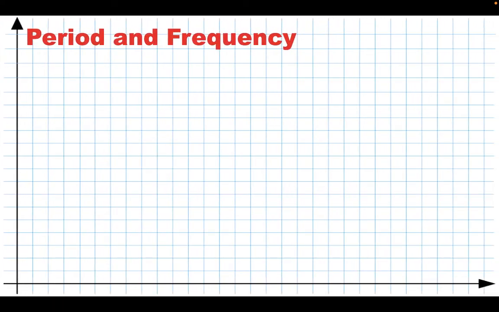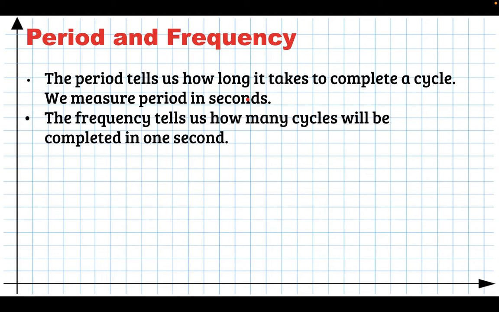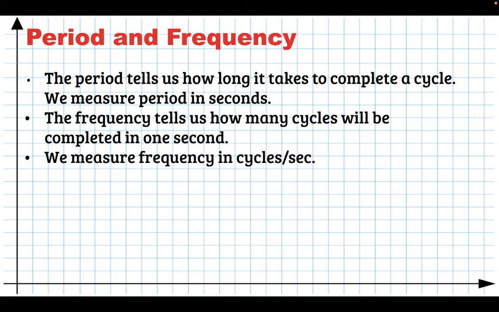Now, there's a related idea to period, and that's frequency. So if period tells us how long it takes to complete a cycle, and we measure it in seconds, then frequency tells us how many cycles happen in 1 second. We measure frequency in cycles per second, which is also known as a hertz. That's H-E-R-T-Z. So 1 hertz is a cycle per second.